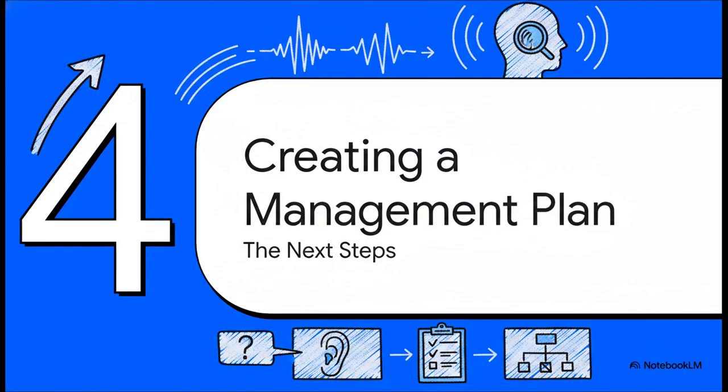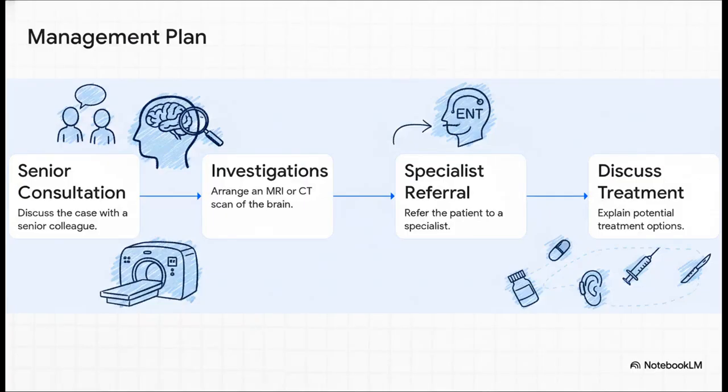Your management plan has to be structured, logical, and really clear. Here are the 4 key steps. As a junior doctor, you must say that you'll discuss the case with the senior. That's a safety thing. Then you'll outline the investigations, which is mainly going to be an MRI scan to confirm things. Next, you'll make a referral to an ENT specialist. And finally, you'll briefly touch on what the treatment might look like.